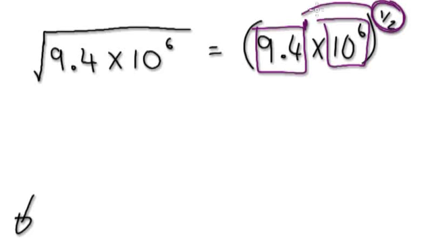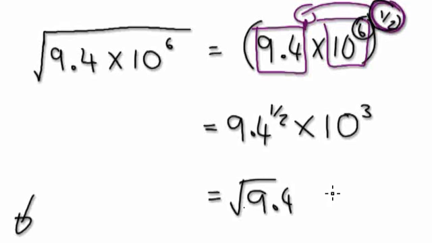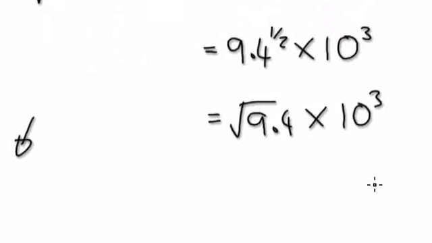So now it's this times this thing here, so this would be 9.4 to the power of a half, times 10, well, this times this, which is 3. Half times 6, 6 times a half is 3. So now you could visualize this: square root of 9.4 times 10 to the power of 3. So you could just do the square root of 9.4.